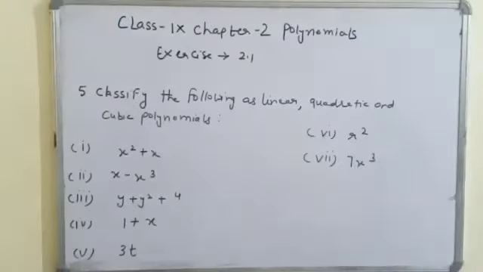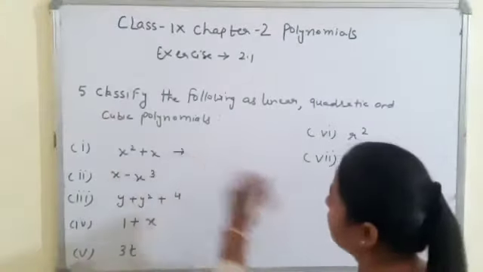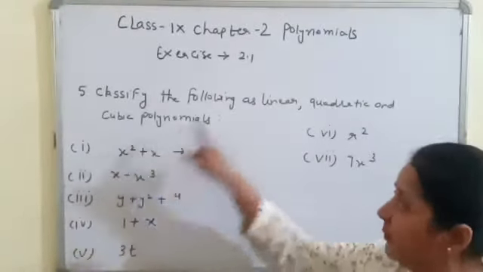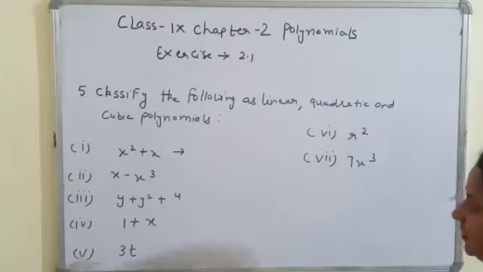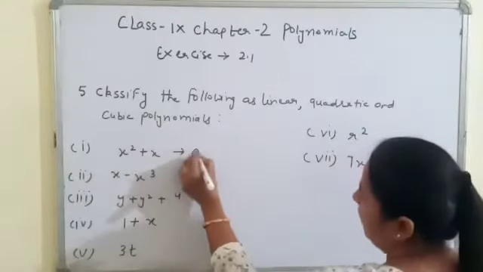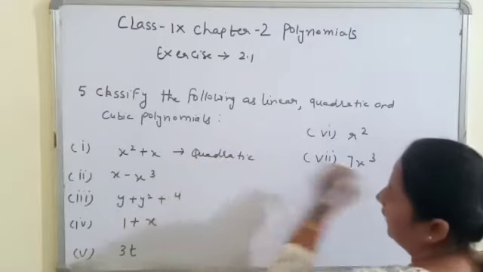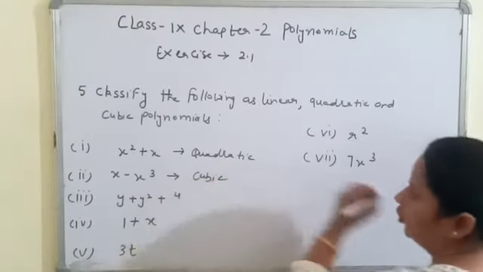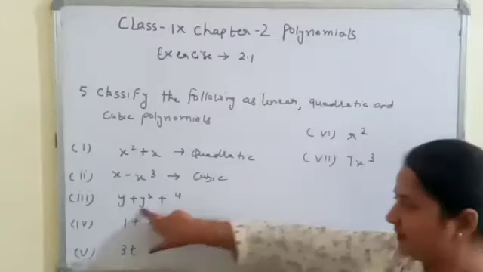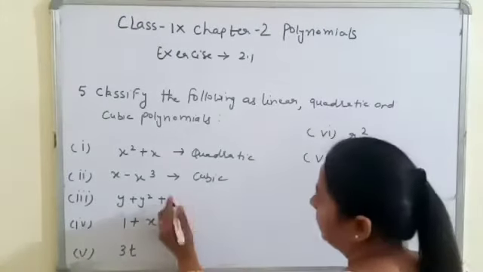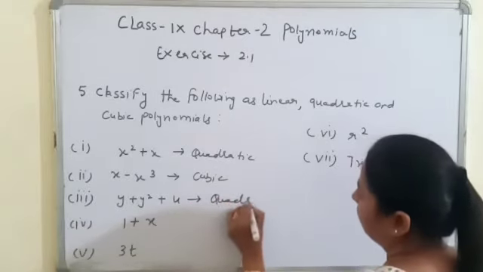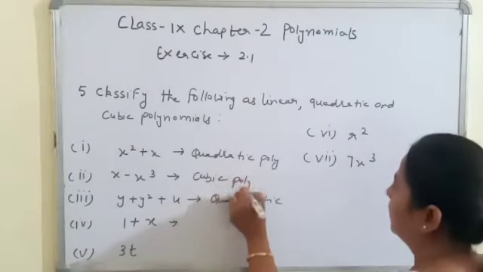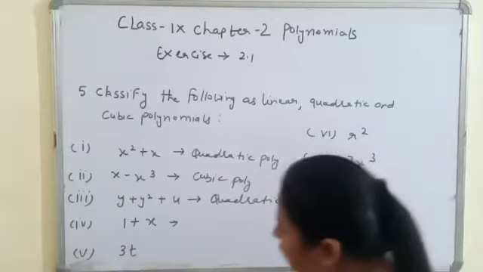Now check the situations here. In the first polynomial you can see the highest degree is 2. You can revise two questions here. You can tell the degree and the type of the polynomial. For the first one the degree is 2 here, sorry. So this is a quadratic polynomial. And the second one, degree is 3, highest power is 3. So it is a cubic polynomial. And in the third part, the highest degree is 2. It is again a quadratic polynomial.